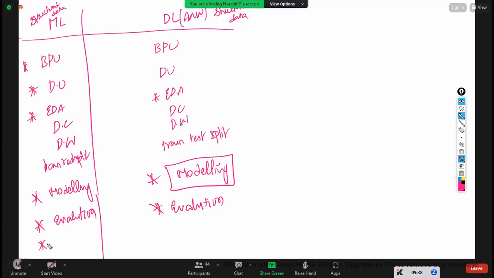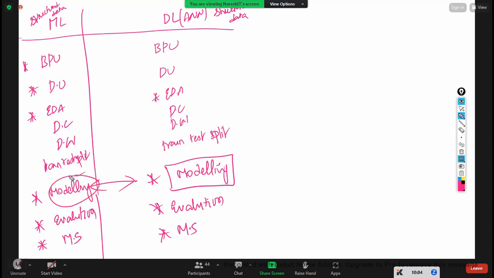After that, what are you going to do here? Model selection. Model selection means you are going to check whether your model is overfitted or underfitted. At the same time, you are going to check that your test accuracy is equal to the CV score. Same thing, no difference. Sir, you are saying same thing, then what is the difference? Only difference is modeling.